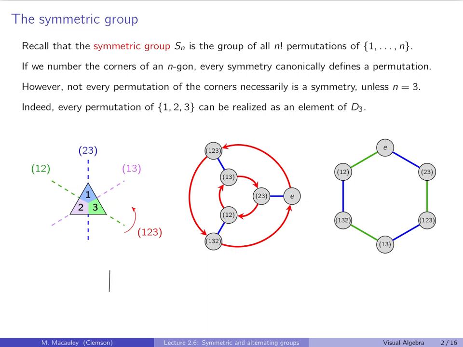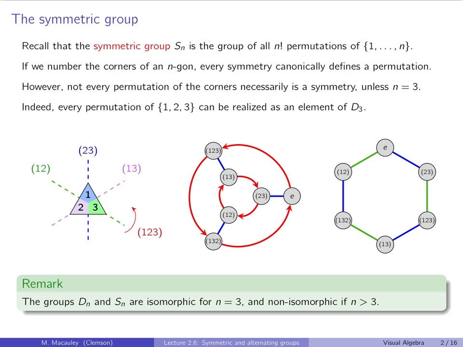For n equals 4, we can see right away that we lose this property. So 1, 2, 3, 4. There is no way that we'll swap 1 and 2 without also swapping 3 and 4. It follows that the groups Dn and Sn are isomorphic for n equals 3 and non-isomorphic if n is bigger than 3, because Sn is strictly bigger than Dn in that case.